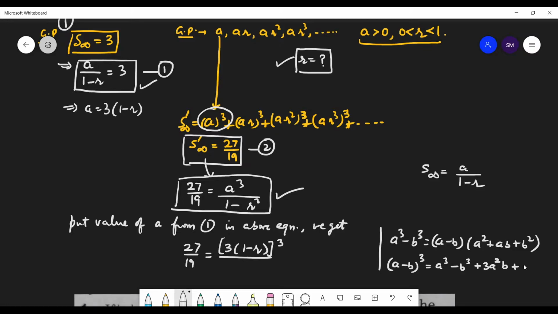And then here the power of b is 1, so the sign will be negative. Yes, sir. So minus 3ab square. And now you have the term b square a. So here the power of b is square, so the sign will be positive. Okay.